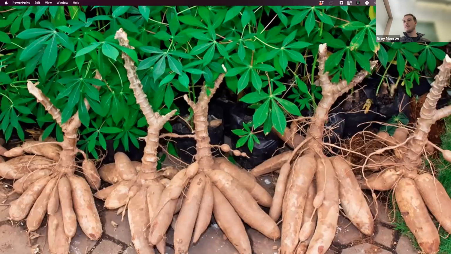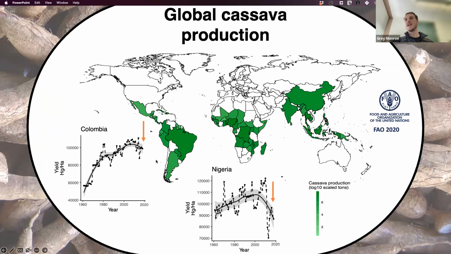Okay, I promised we would talk about cassava as well. Cassava is a fascinating crop. It was domesticated in South America, and it's now grown throughout mostly the southern hemisphere. It's a staple crop in South America, Africa, Southeast Asia.